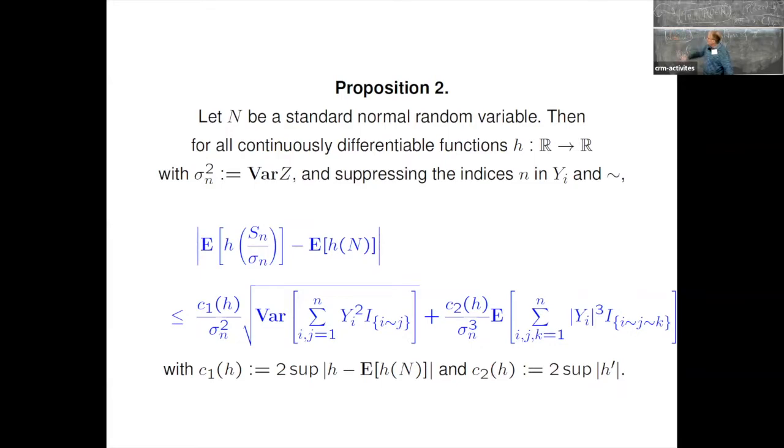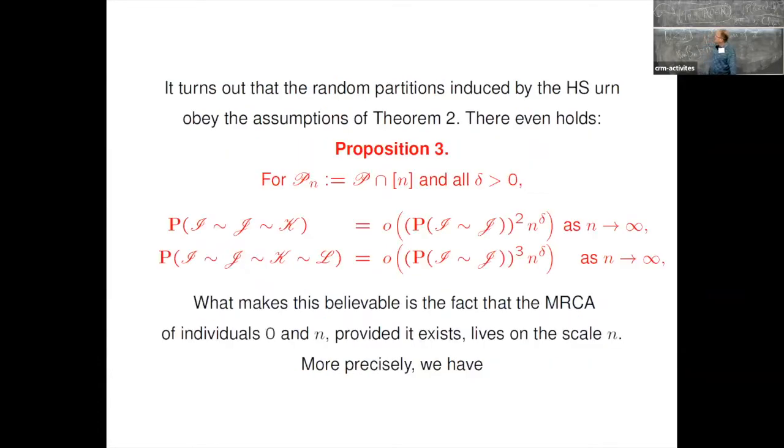We have the same situation as just described. Then we can even bound the distance between the normal distribution and this scaled Sn in terms of a sum over these pair coalescence indicators and the triplet coalescence indicators. And then one has to check that the Hammond-Sheffield random partition obeys these conditions.